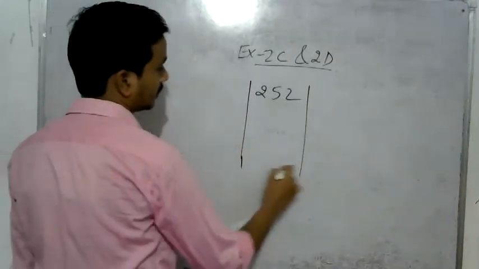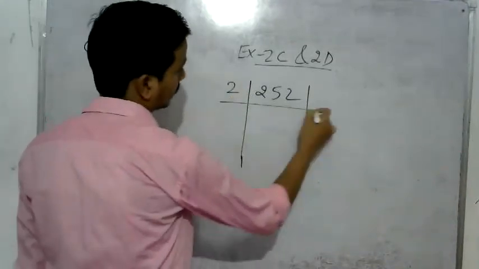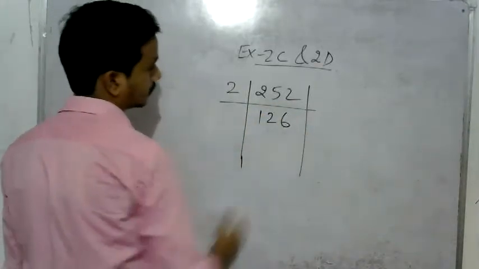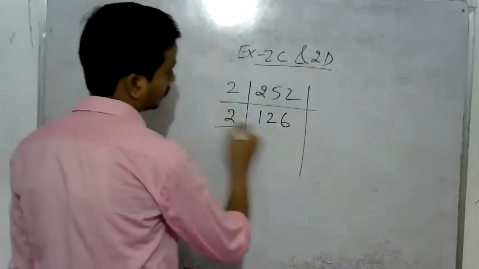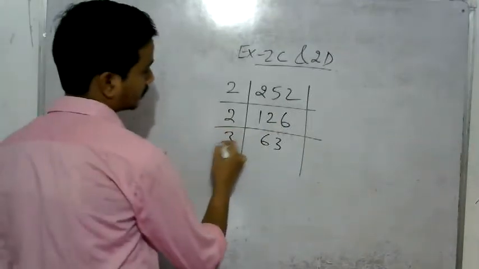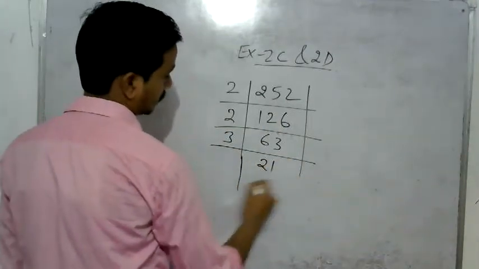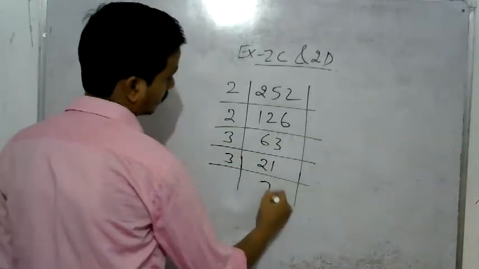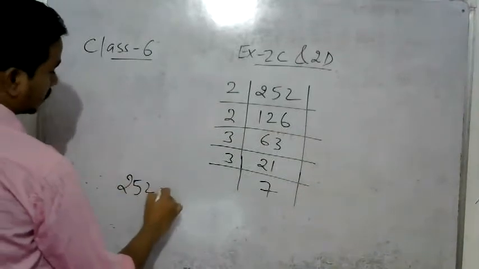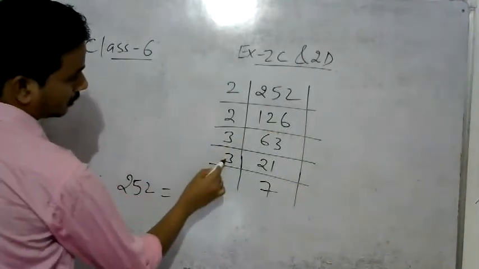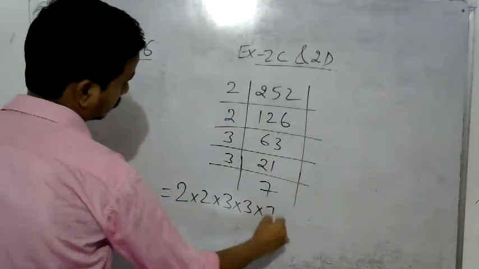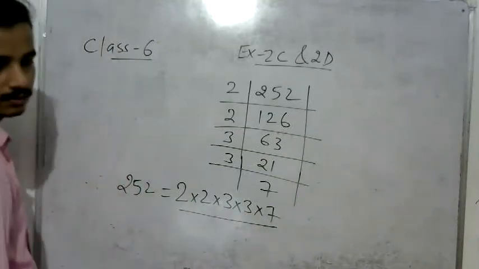First of all, I start dividing it by 2. 2 times 1 is 2, 6. Again 2 times, 63. Again 3 times, 21. Again 3 times, 7. So what is the prime factorization of 252? The prime factorization of 252 is 2 into 2 into 3 into 3 into 7. This is the answer.